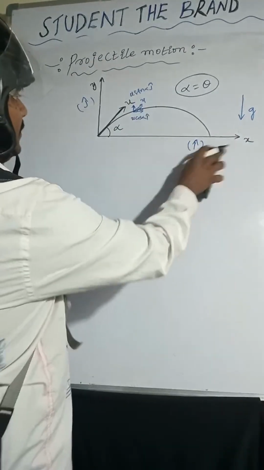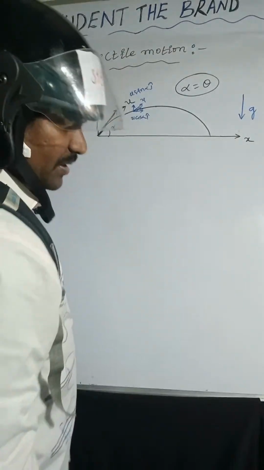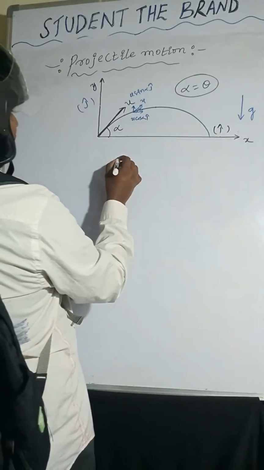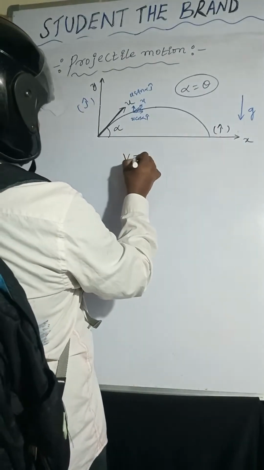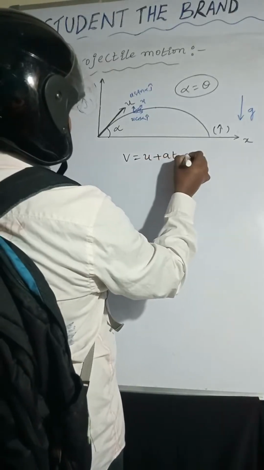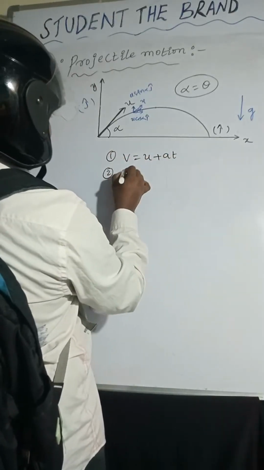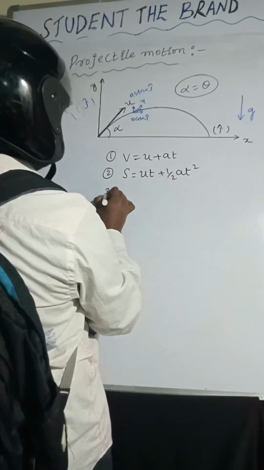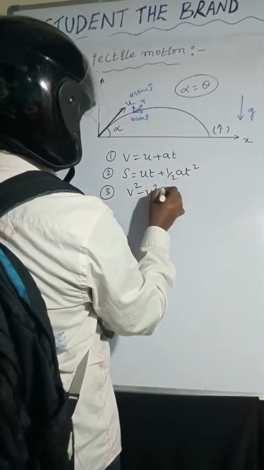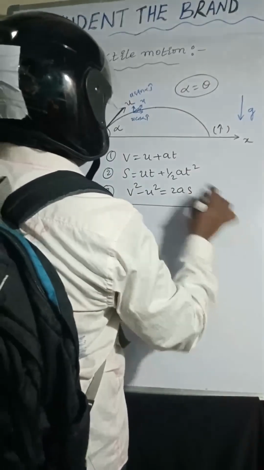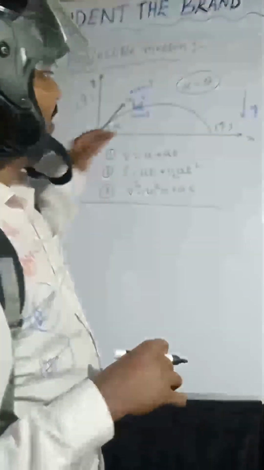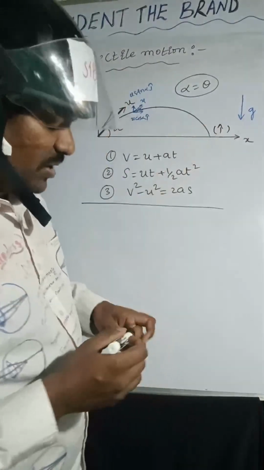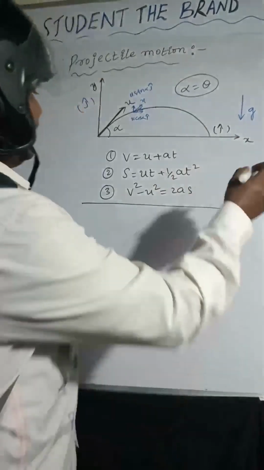I'm taking along x-axis, i cap. Now, we know the formulas. What are those? v equal to u plus at, first equation. Second equation, S equal to ut plus half at square. Third equation is v square minus u square equal to 2as. These three equations, you have to write along x-axis and y-axis. How do we write them?